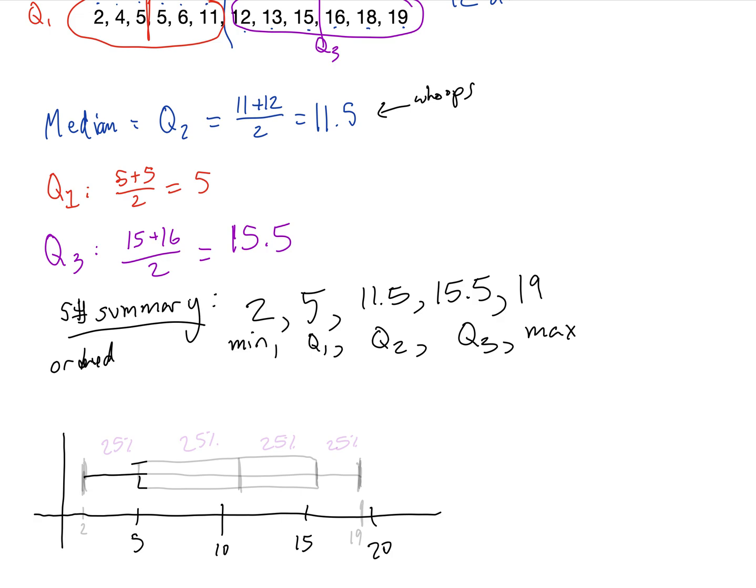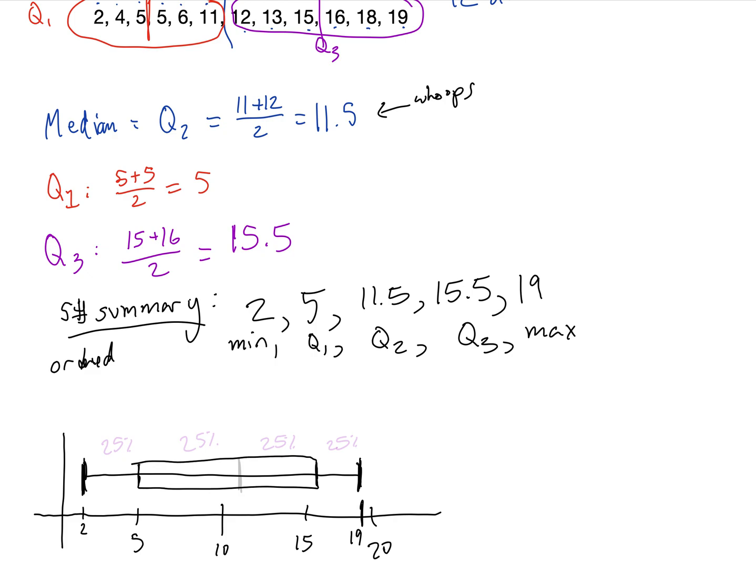Now we want to put in our minimum, and our minimum is at 2, and our maximum is at 19. So that's our maximum and our minimum. And now we draw a line between the maximum and the minimum value. There we go. And now we draw a box from Q1, which is at 5, to Q3, which is at 15.5. So there is our box between Q1 and Q3.